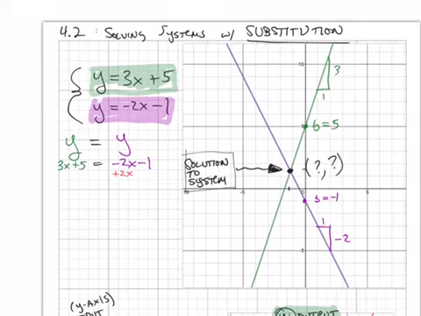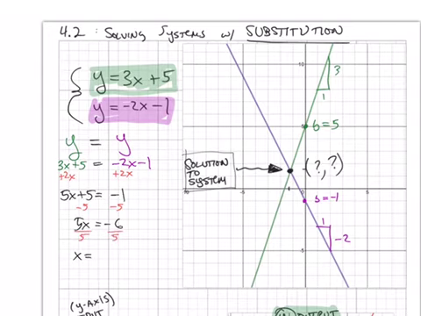So if I add 2x to both sides, then I get 5x on the left plus 5 is equal to negative 1. If I then subtract 5 from both sides, I get 5x is equal to negative 6. And then I divide both sides by 5. And I get x is equal to negative 6 over 5. And as a decimal, that's negative 1.2. So that's part of my solution. I now know what my x value is going to be on this point.